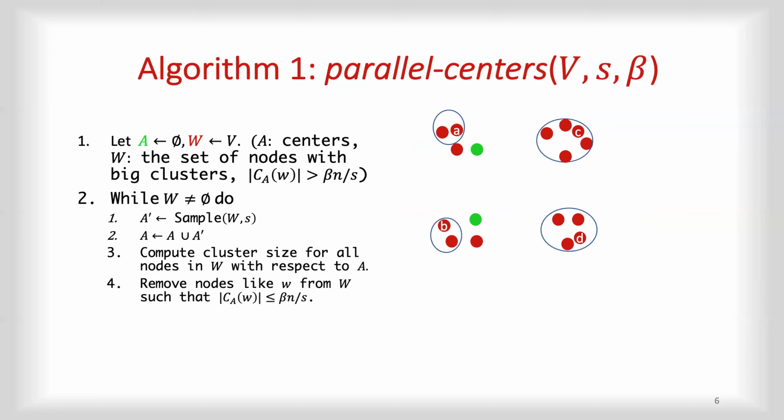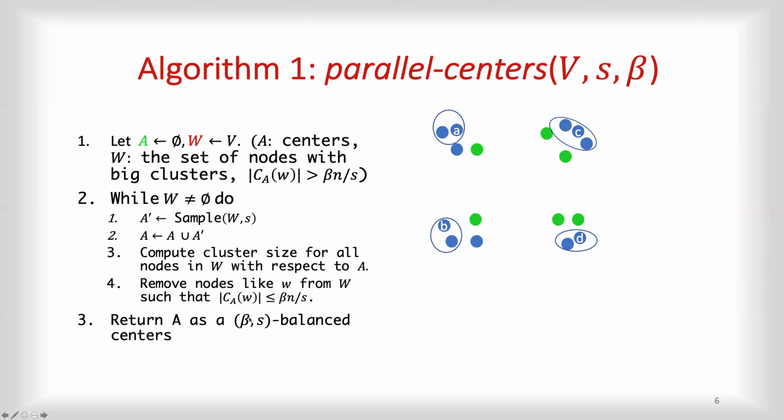we remove the nodes from W that have small enough clusters, and then we perform another iteration by picking another sample from W and adding it to the centers, and then again we recompute the cluster sizes. We continue doing this until all of the cluster sizes are at most beta times n over s. Then we return the set of centers as a beta and s-balanced set.